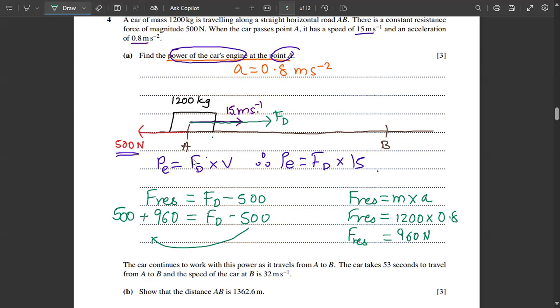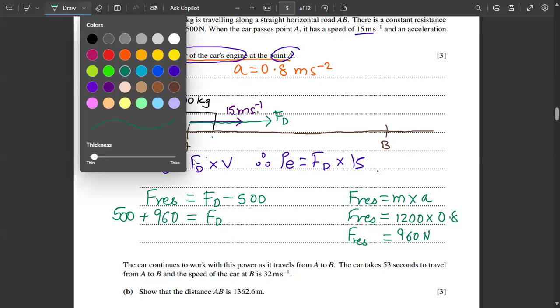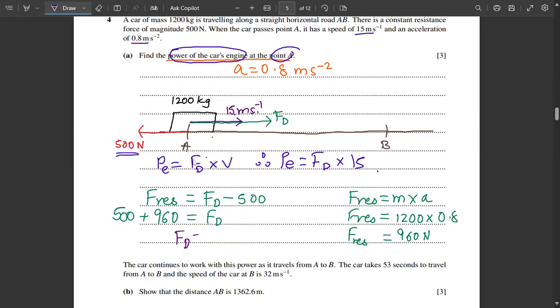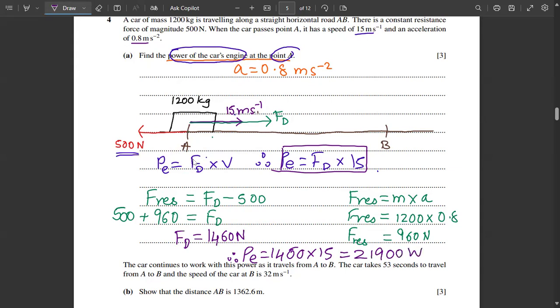500 plus 960. So finally, the driving force is equal to 960 plus 500, which is 1460 Newton. And we know that power of engine equals driving force into 15. So power of engine equals 1460 into 15, which in the calculator is 21900 watt. So the power of the car's engine is 21900 watt.